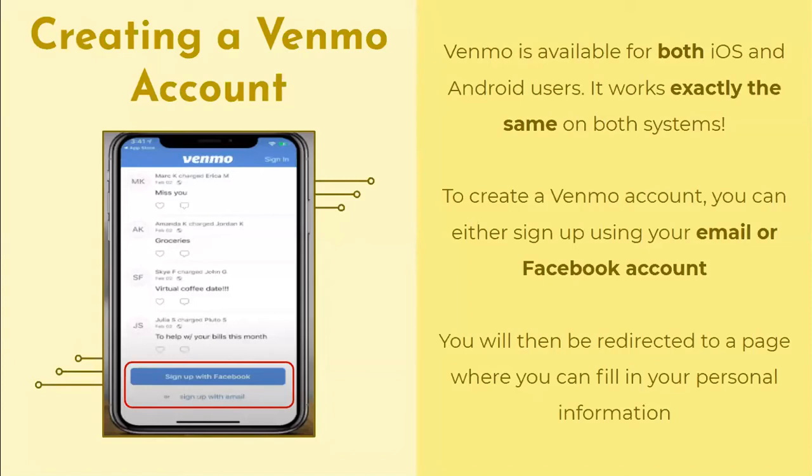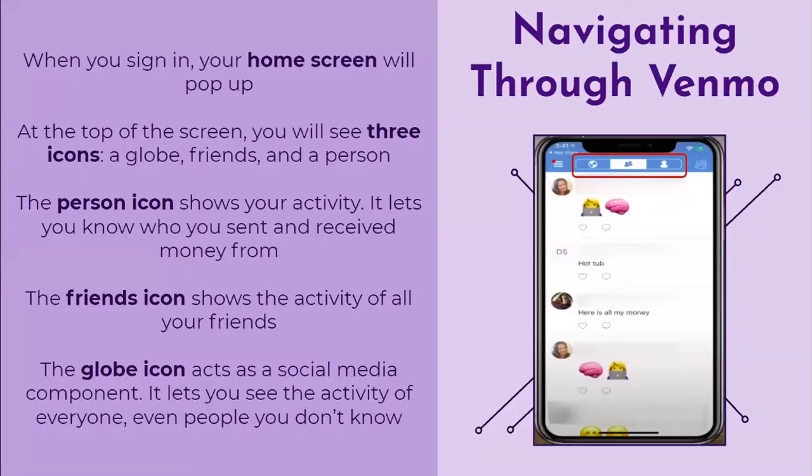To create a Venmo account, you can either sign up using your email or Facebook account. You will then be redirected to a page where you can fill in your personal information. When you sign in, your home screen will pop up. At the top of the screen, you will see three icons: a globe, friends, and a person. The person icon shows your activity.